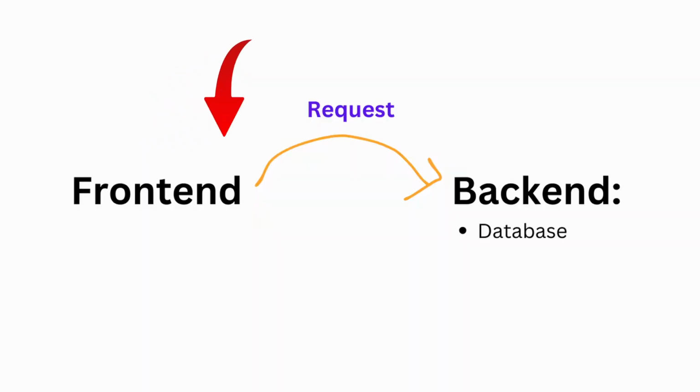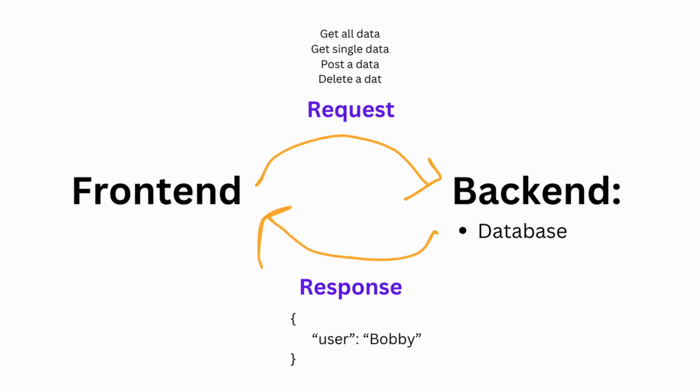How the frontend and backend communicate with each other is through request and response. The frontend will send a request to the backend so that the backend can interact with the database. It can either get all the data, get a single data, post a single data, update a single data, and delete a single data from the database. The backend will then fulfill the request, for example get a single data, and then send the response back to the frontend so that it can display it. The response is usually in the form of JSON, where it consists of the user that has been deleted, for example.